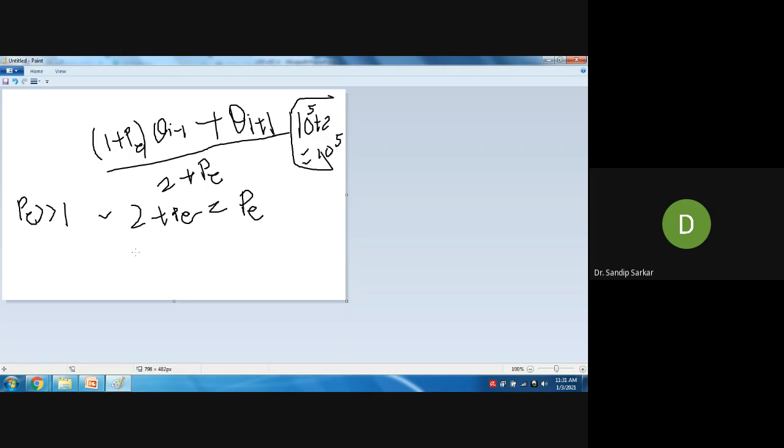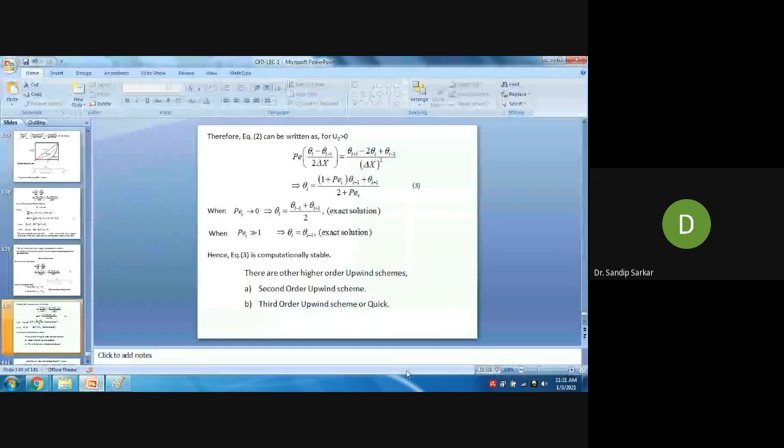Similarly, 1 plus Peclet number into theta I minus 1 is equal to Peclet number into theta I minus 1. Compared to that, the theta I plus 1 term is very small. Now this one will cancel out, so theta I will be equal to theta I minus 1. That means you are getting the exact solution from this upwinding scheme.